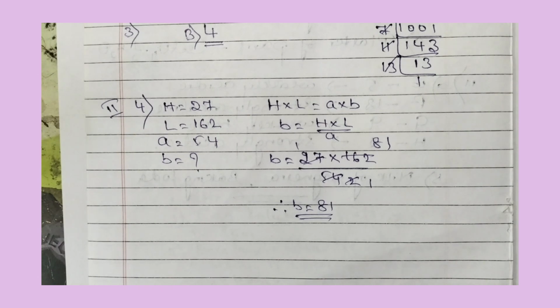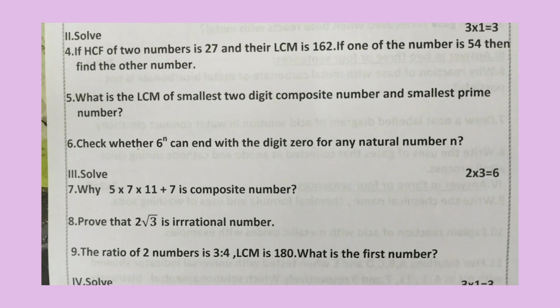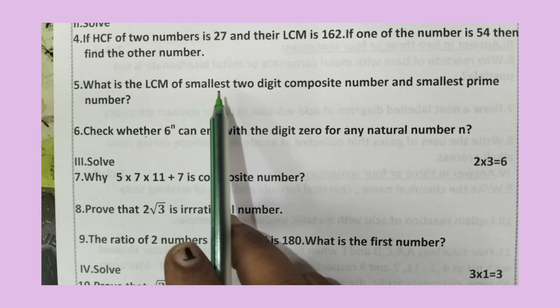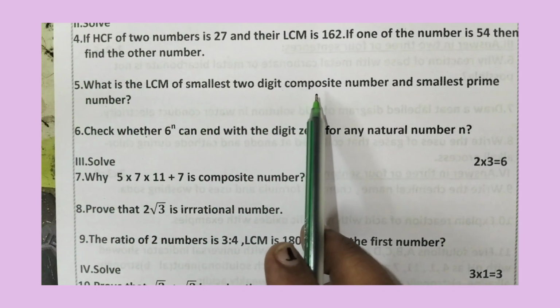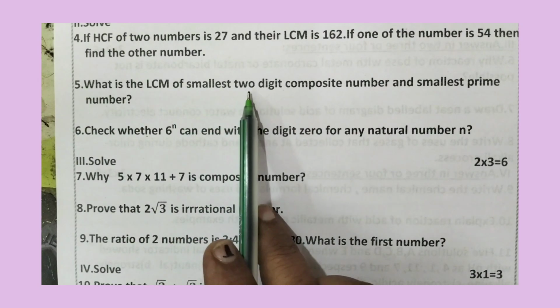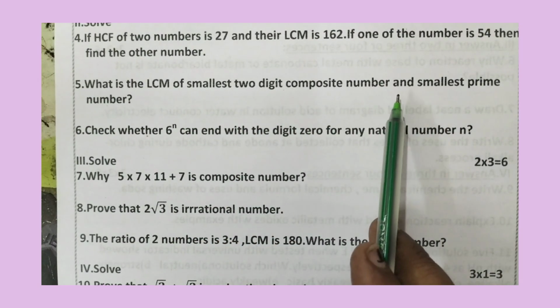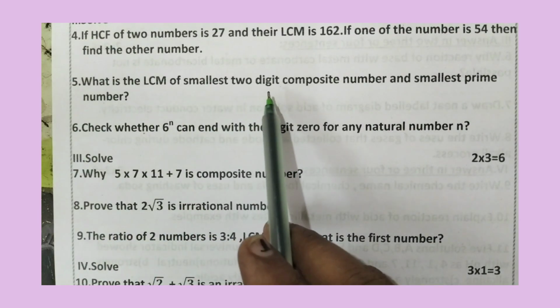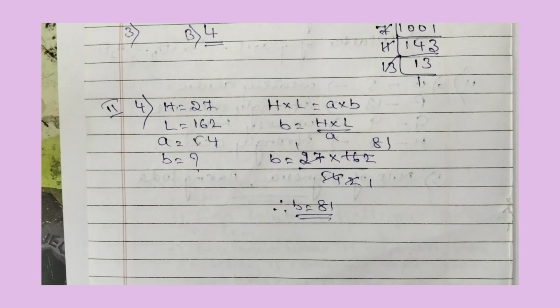So like this we have to find out. Next, let us move to question number 5. What is the LCM of the smallest two-digit composite number and the smallest prime number? So, the smallest two-digit composite number.